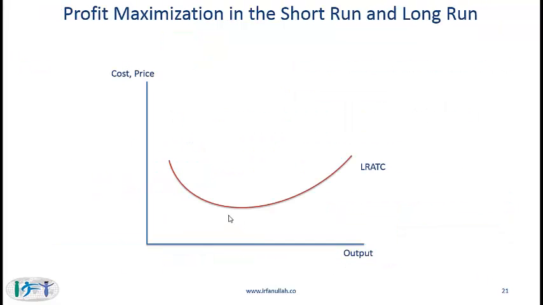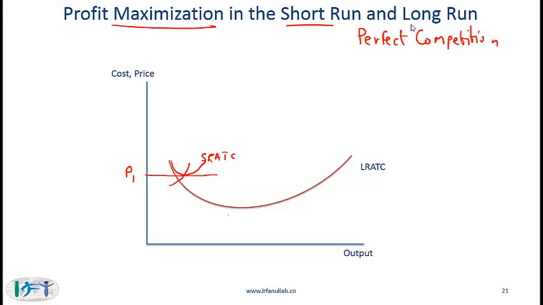On this slide, we'll talk about profit maximization in the short run and long run. For simplicity, let's assume perfect competition. Let's say that we are a company and we have this sort of a long run average total cost curve. In the short run, we have one particular factory, and for us in the short run, this is our short run average total cost. The price in the market is P1, so this also is our marginal revenue curve and our demand curve. Let's say that this is our marginal cost curve.